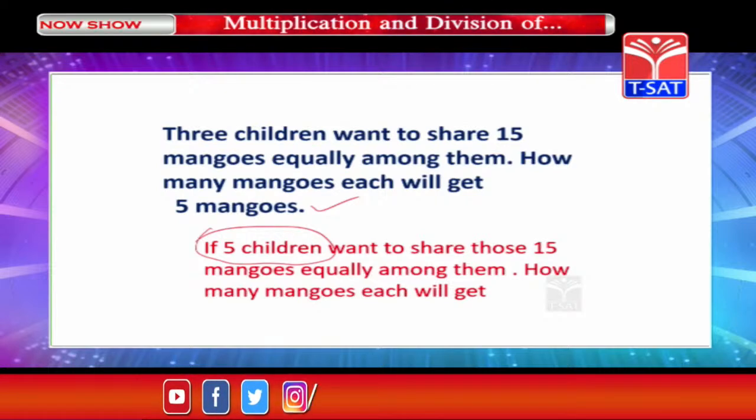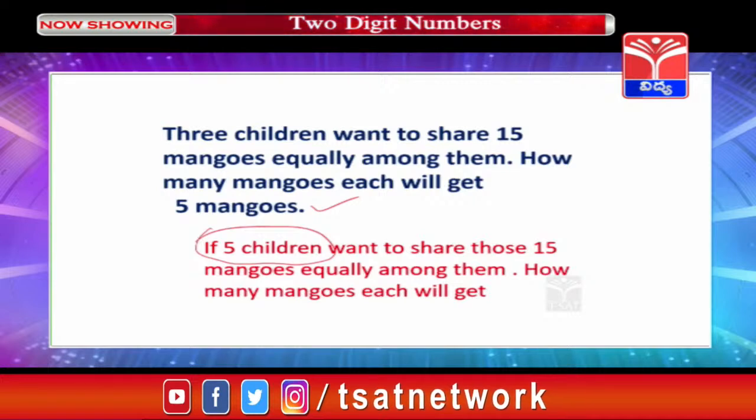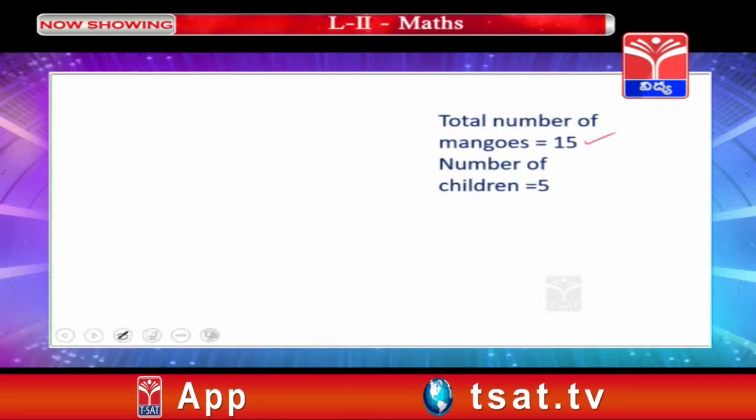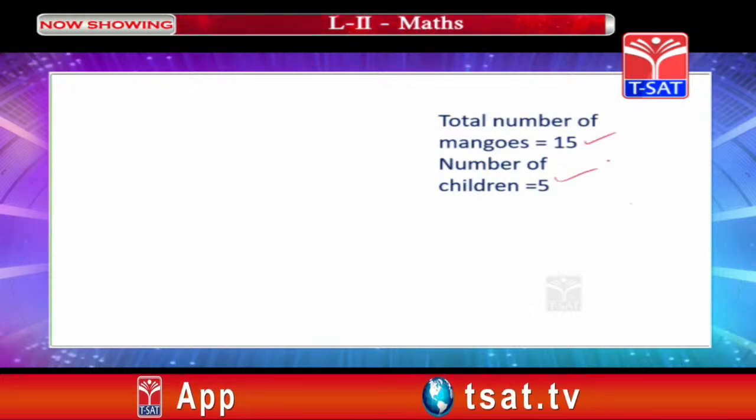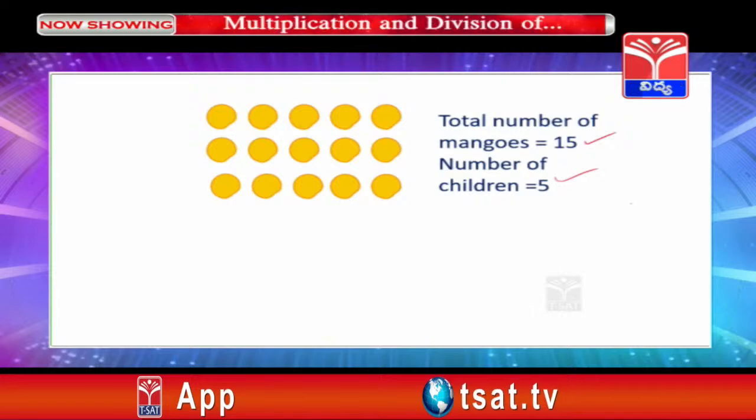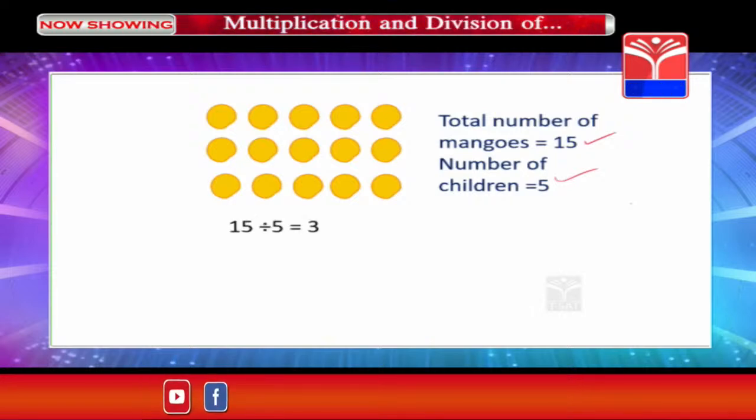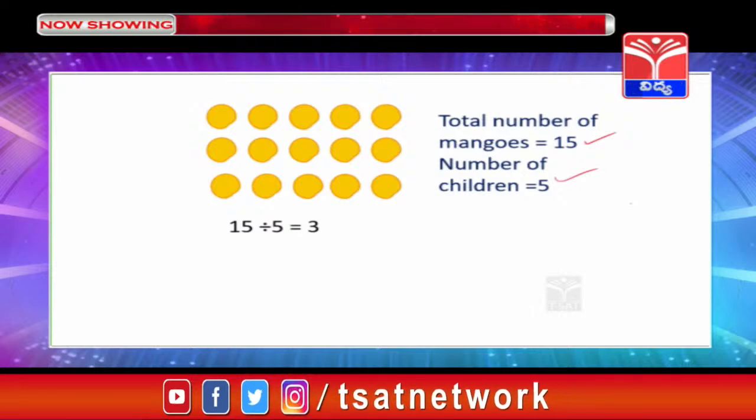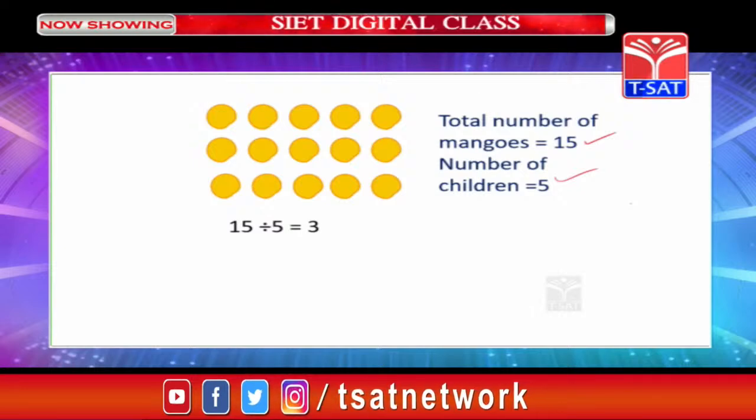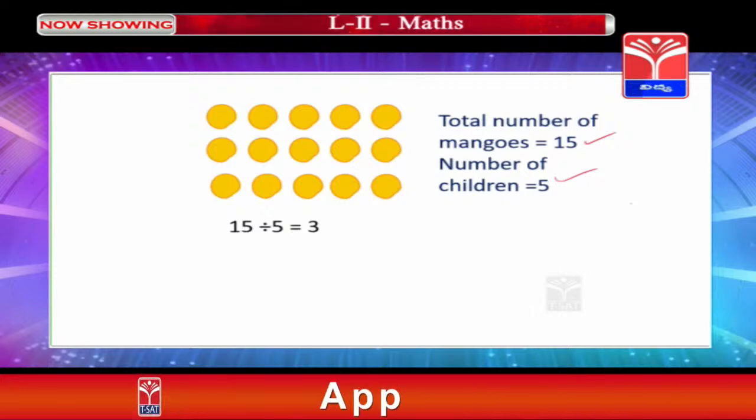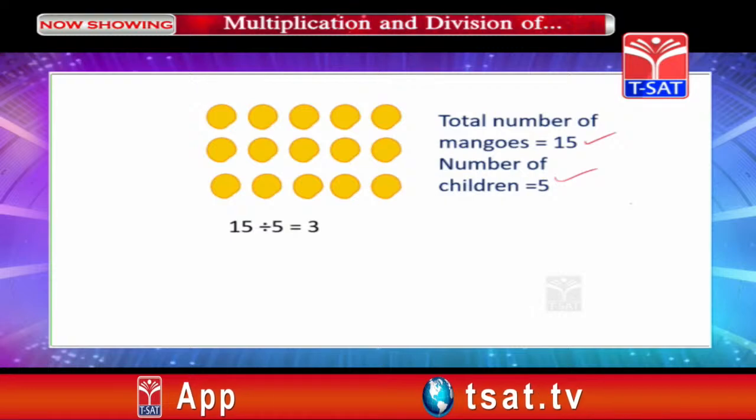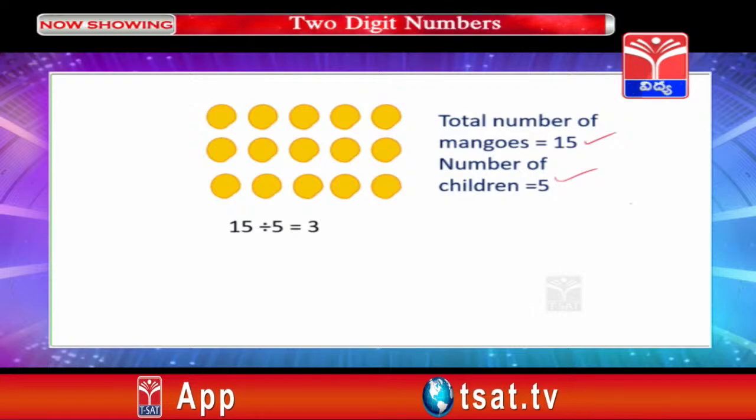Think once, if we arrange 15 mangoes in 5 groups, in each group how many mangoes will come? See, the total number of mangoes is 15 and the number of children is 5. Here 15 mangoes are there, and we are arranging 15 divided by 5. That means 15 mangoes made 5 packs, or the large group of 15 mangoes is divided into 5 smaller groups. In each group how many mangoes will come?